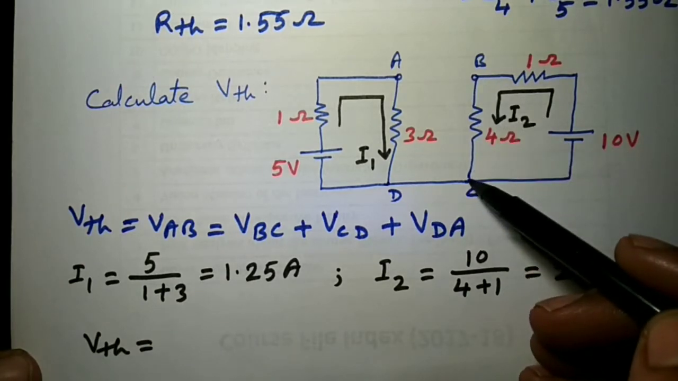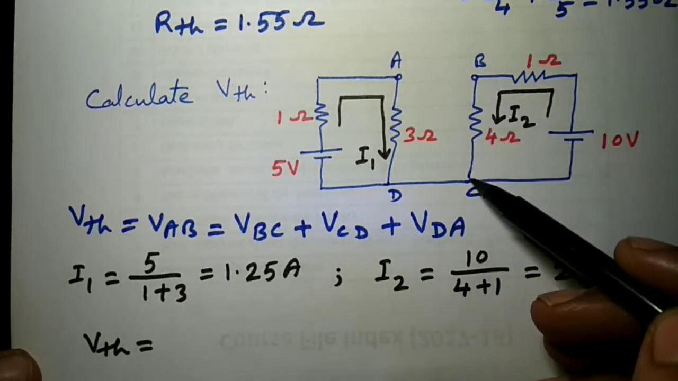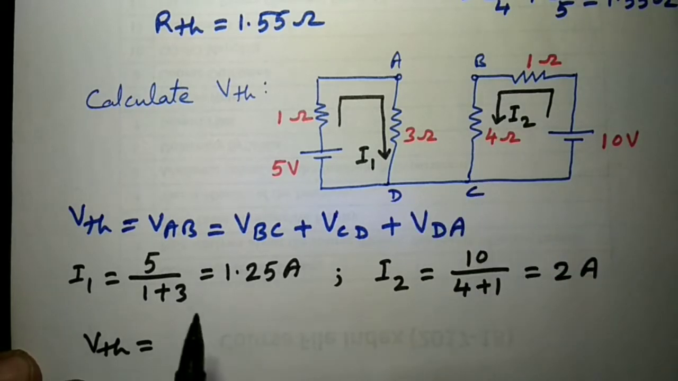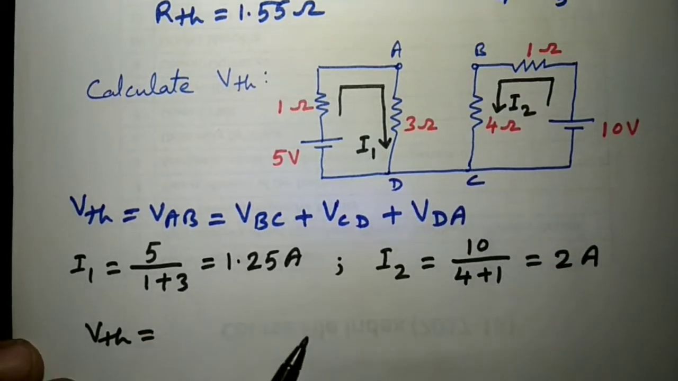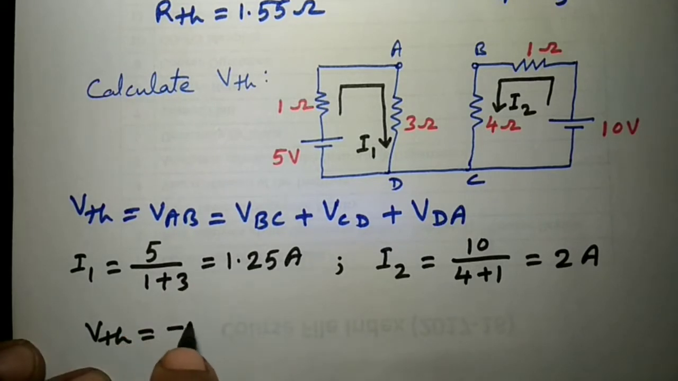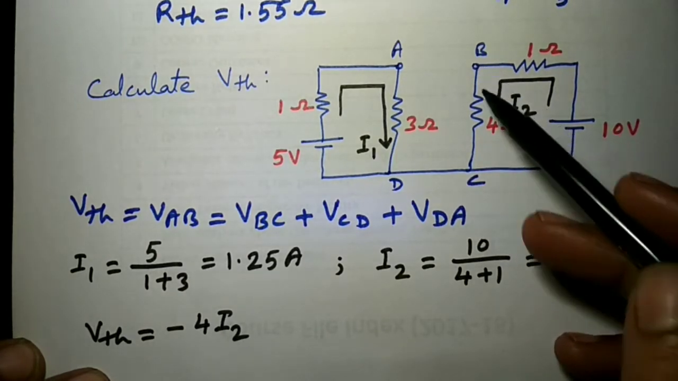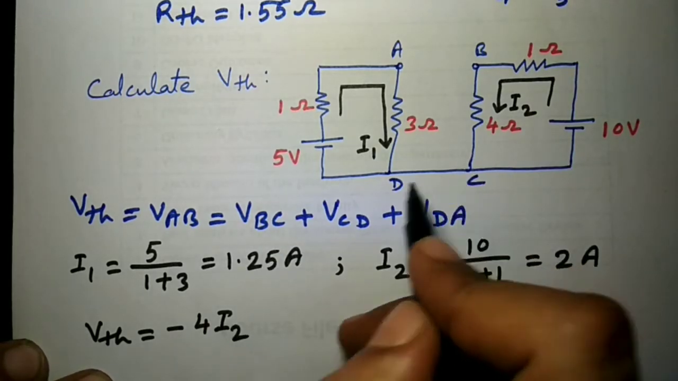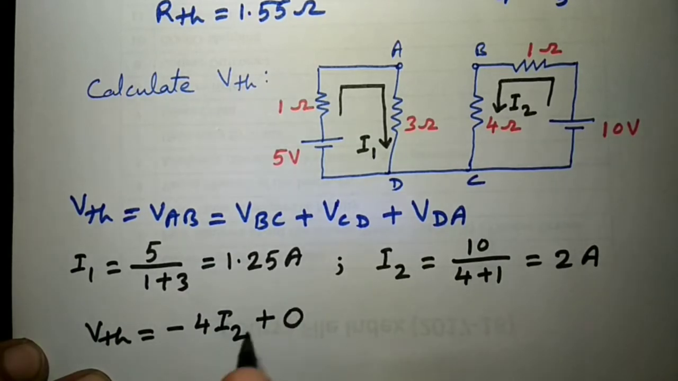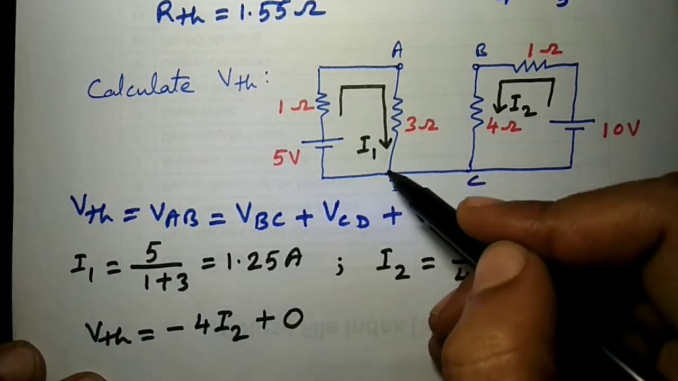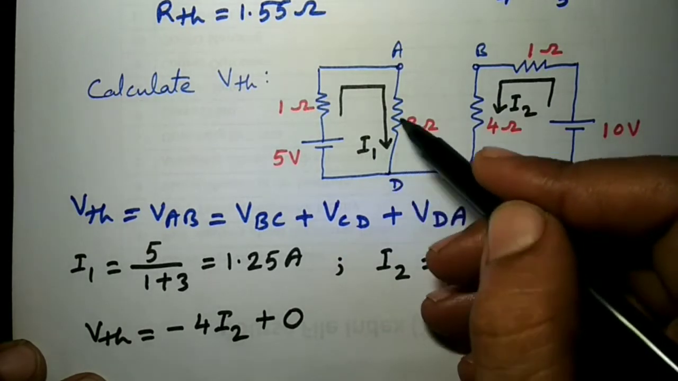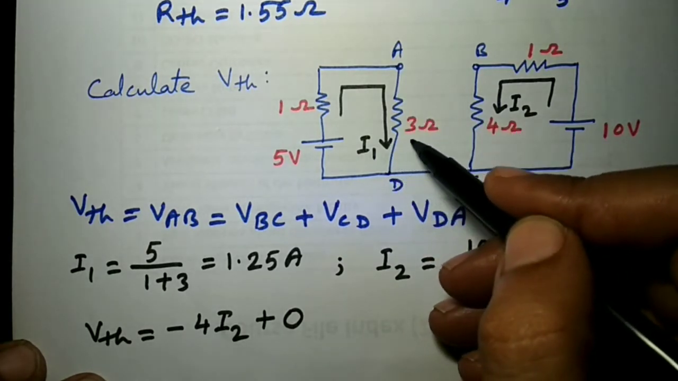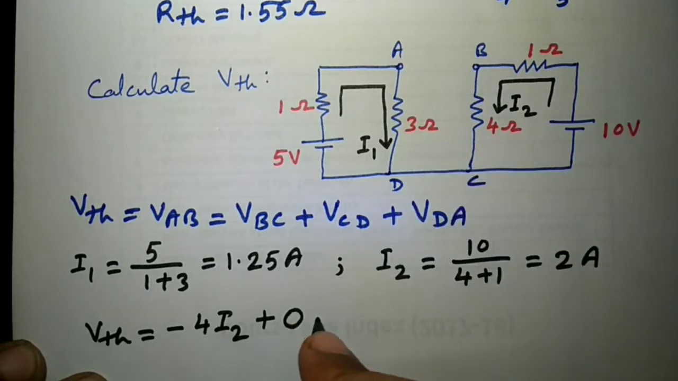From B to C, we are going in the direction of the current, so there will be a loss in potential. So it will be minus 4 into I2, because the I2 current is flowing from B to C through the 4 ohm resistance. From C to D, there will be no voltage drop. And now from D to A, we are going in the opposite direction of current I1 through the 3 ohm resistance. So here it will be a gain in potential, that is 3I1.